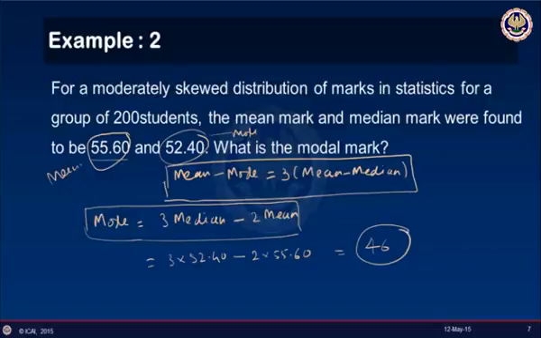Even from the examination point of view, students can look at these two formulas, very important. The empirical relationship between mean, median, and mode is mean minus mode equals 3 times mean minus median. When median and mean are known, mode equals 3 times median minus 2 times mean.